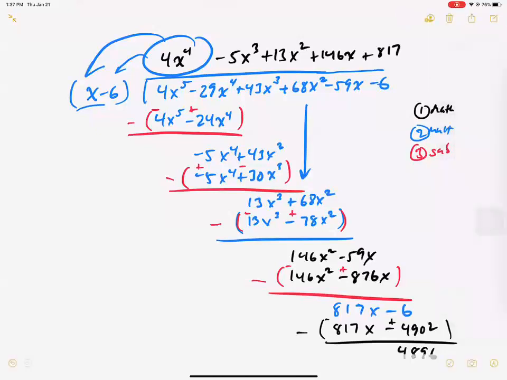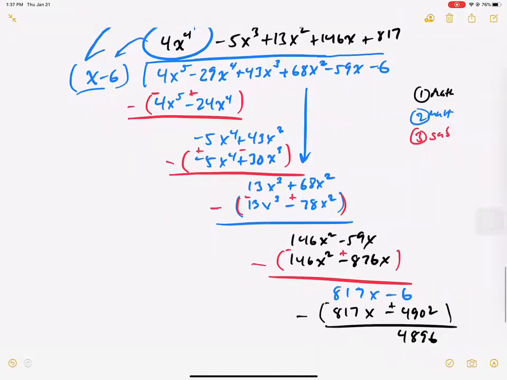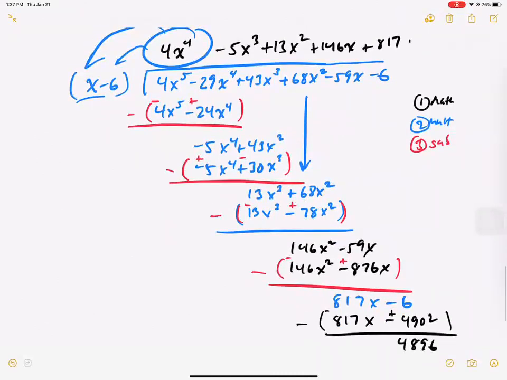Now, how do you write remainders? This is the last part. How do we write remainders? Well, you write the remainder very simply by writing it plus 4896 over x minus 6, what we tried dividing by. And that's how you write this final remainder. If there is a remainder, you write whatever your remainder is divided by the original value we were dividing.